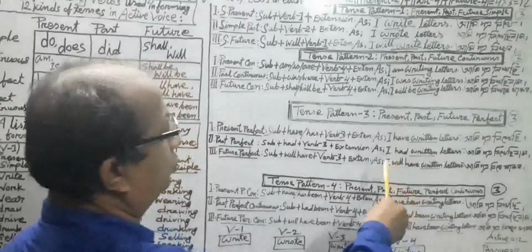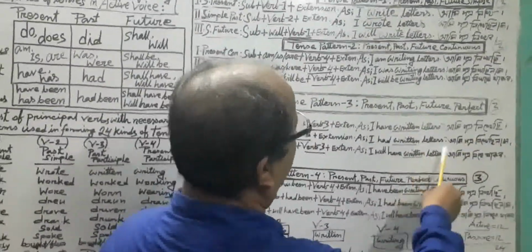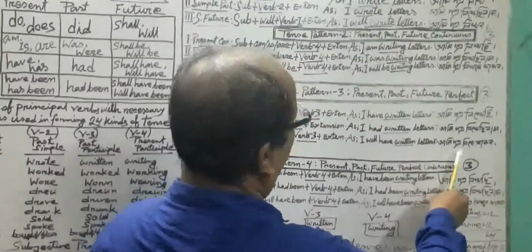So as we see now the example sentences: I have written letters, I had written letters, I will have written letters.